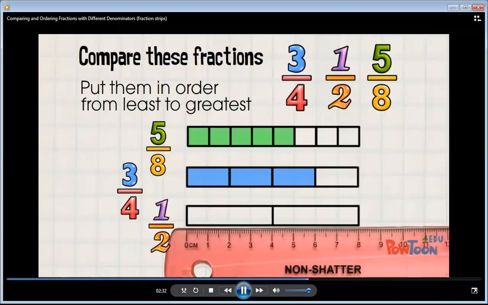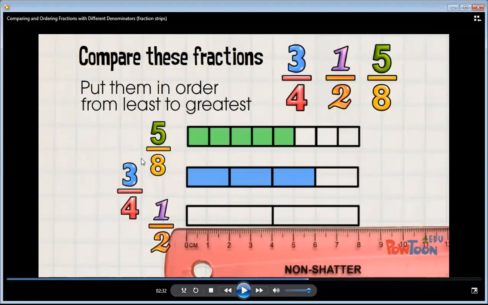And so look at the second one, 3 out of 4. So we have to divide the fraction strip into 4 equal parts and shade or color only 3, because here we have a 3. 1 out of 2, that means we have to divide it into 2 equal parts and shade only 1. I will repeat what we have to do.